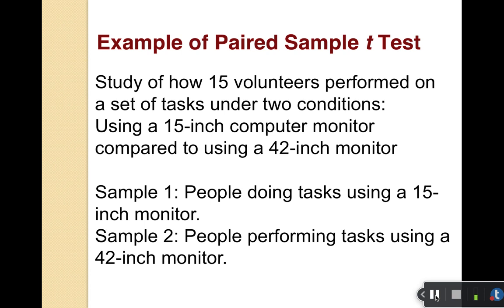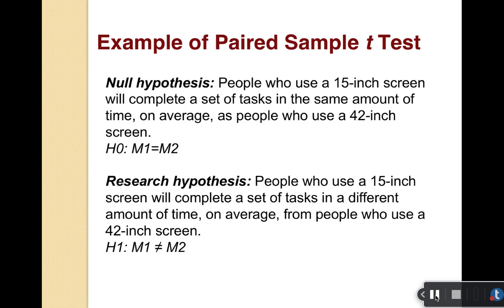But in this case, I have 15 people and I'm having them use both conditions. So they complete the tasks under both the 15-inch and 42-inch monitor conditions. That makes it a paired samples test, because it's the same people being tracked over time and conditions here.